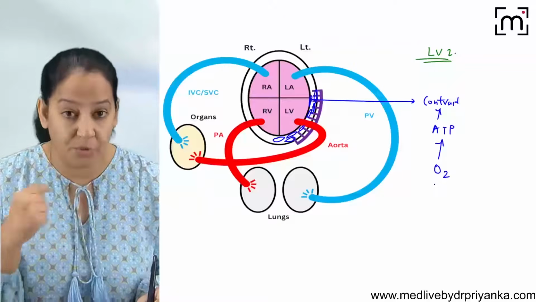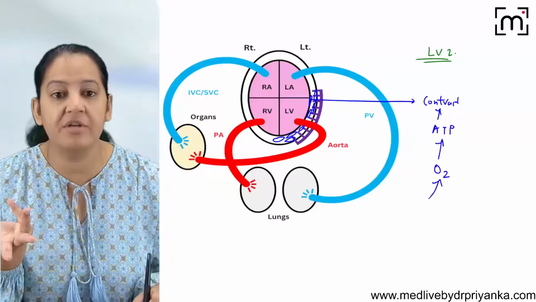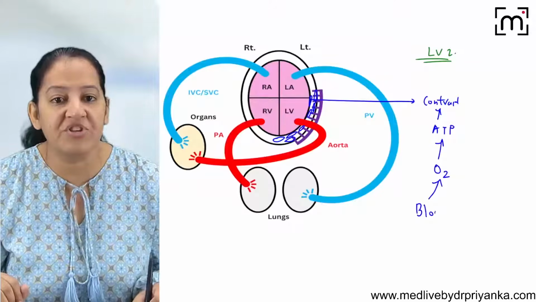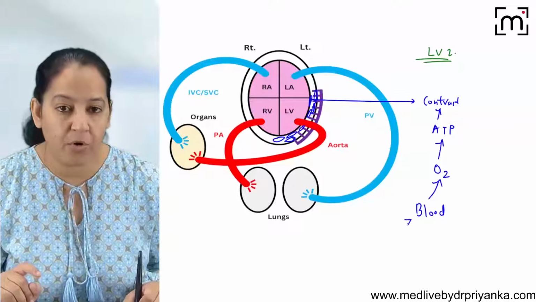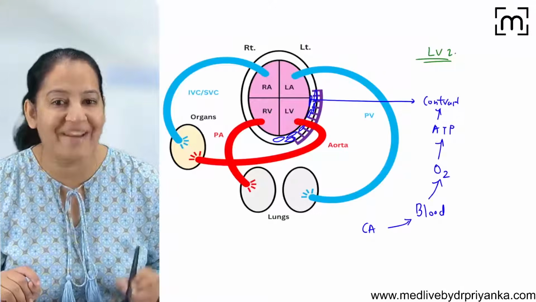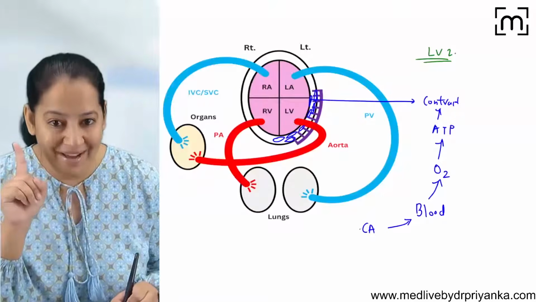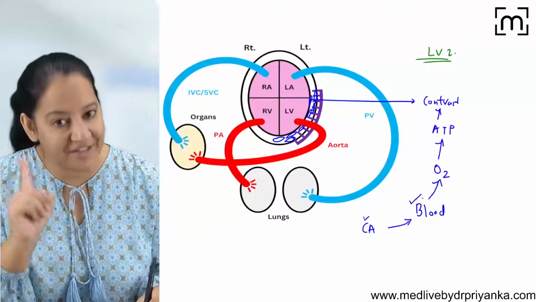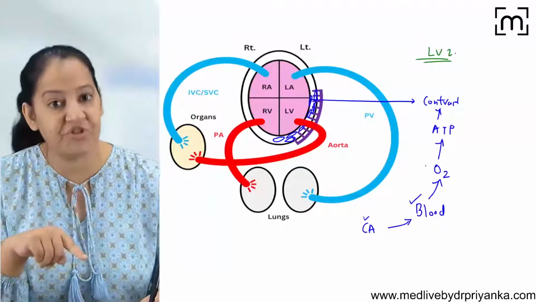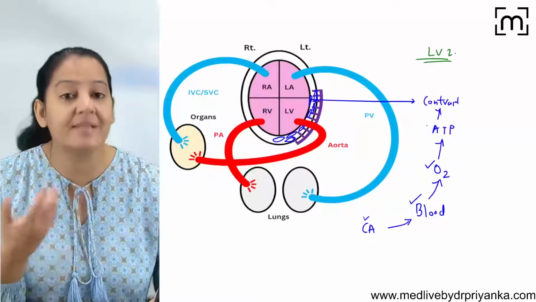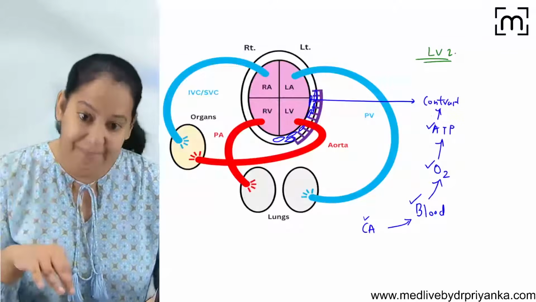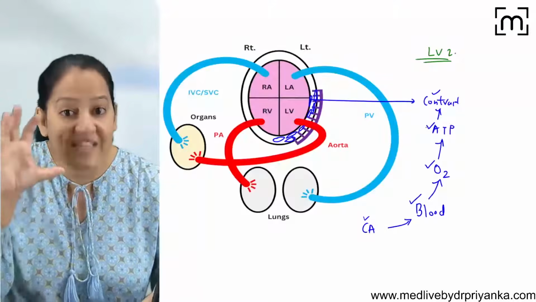And from where do they receive the oxygen? To receive the oxygen, they require oxygenated blood. They require pure blood, oxygenated blood. And this pure or oxygenated blood is given by the coronary artery. So basically the coronary artery supplies oxygenated blood. From the oxygenated blood, the oxygen is taken. The oxygen is utilized in the synthesis of ATP, and that ATP is required for contraction of these cells.